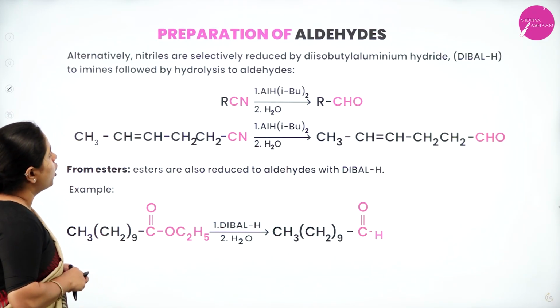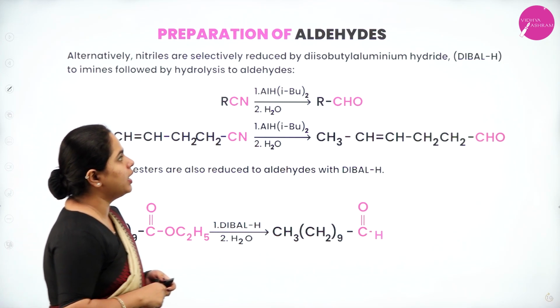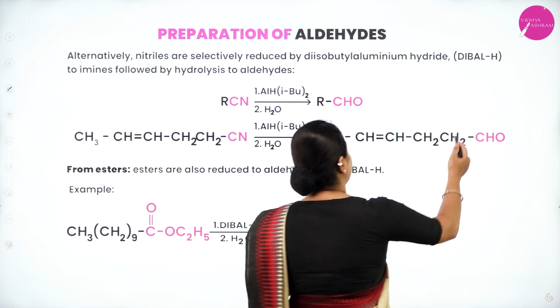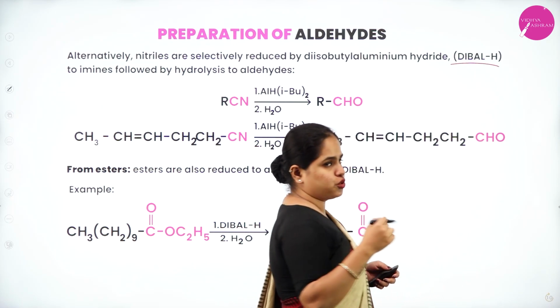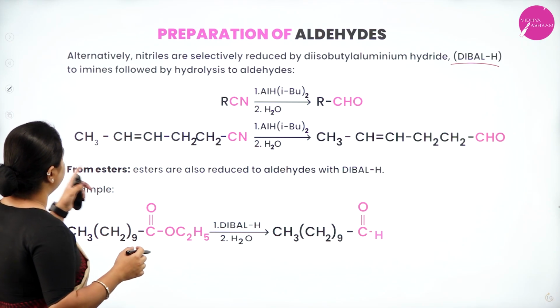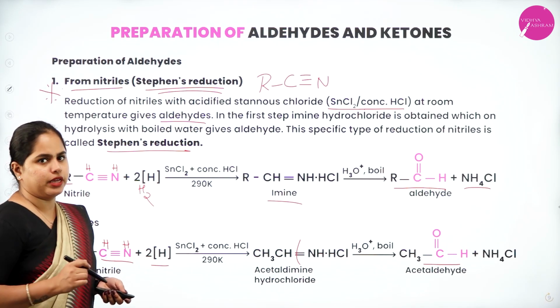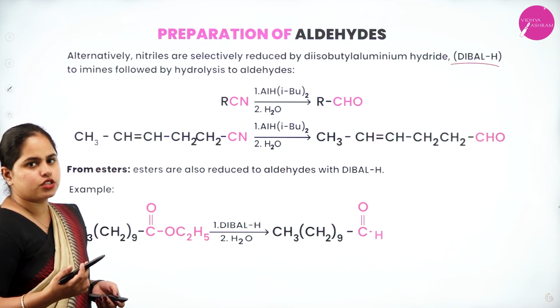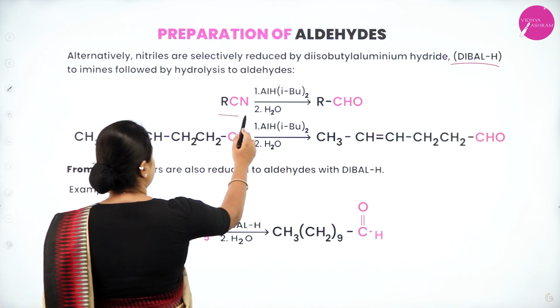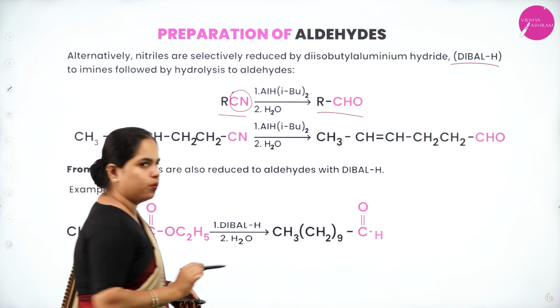The next one is that alternatively nitriles are selectively reduced by diisobutyl aluminium hydride, which is called DIBAL-H, to imines followed by hydrolysis to aldehyde. The same reaction is going to take place, but we can use another reagent that is called DIBAL-H. So if we take RCN, you are going to get RCHO. CN will become CHO. Clear?